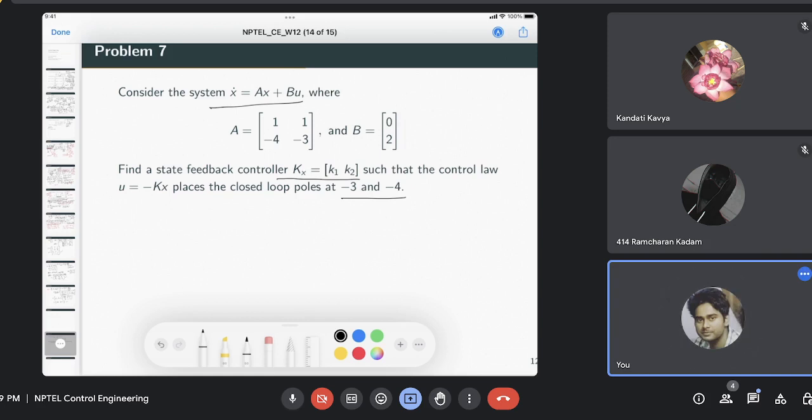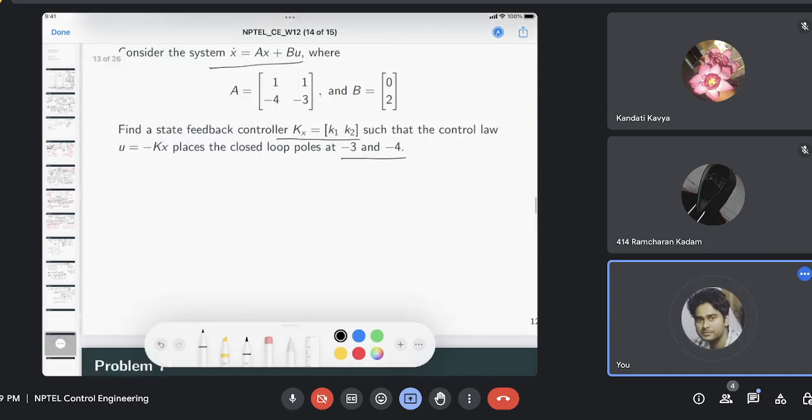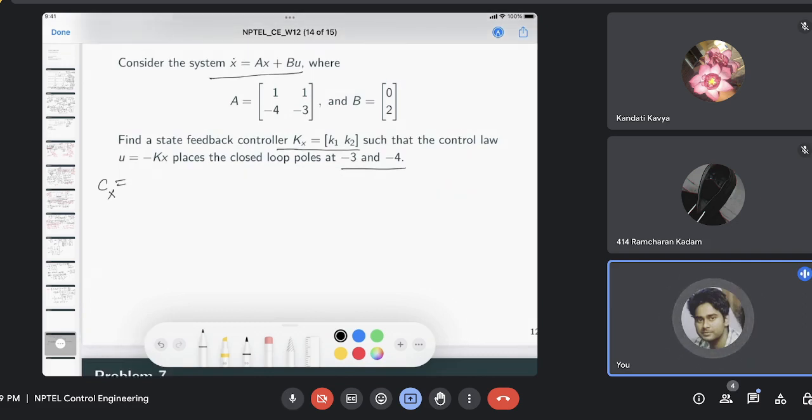We will compute that. This controllability matrix I'm denoting Cx, because I will transform this to a z coordinate, so I'm denoting it Cx just to distinguish it. It will be B, AB, where B is already given as 0 2, and AB will be 1 1, minus 4 minus 3 multiplied with 0 2, and this will be 2 minus 6, right?